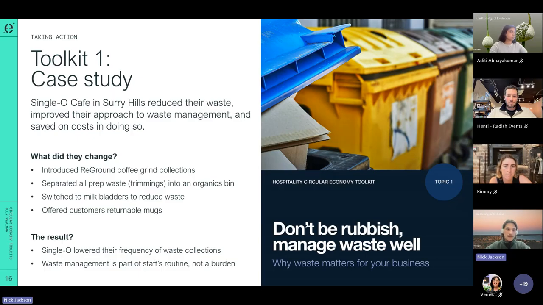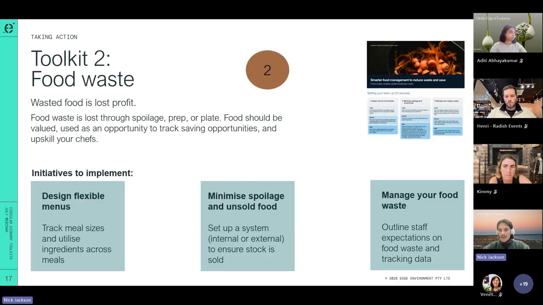Let's get on to the second toolkit. The second toolkit looks at food waste, and I know chefs very much value food waste and understand what it's all about. So I'm not here to remind you of that, but rather to understand what the value is from ensuring that you minimize any food waste through spoilage, prep, or plate, because it is lost profit.